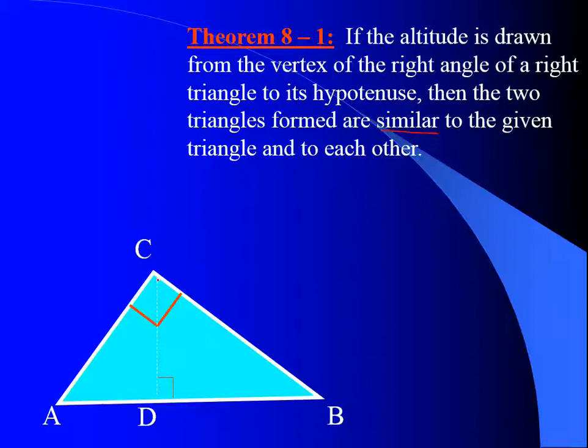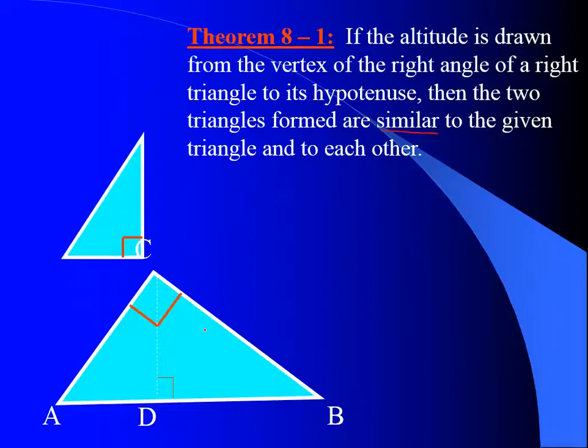Do you see that this altitude splits the big triangle into two triangles? We have triangle ACD, and we also have triangle BDC, and then the big triangle ACB. So we have three triangles here. When that altitude is drawn from the right angle vertex, all three of those triangles are similar to each other. They are in proportion, same exact shape, just a different size.